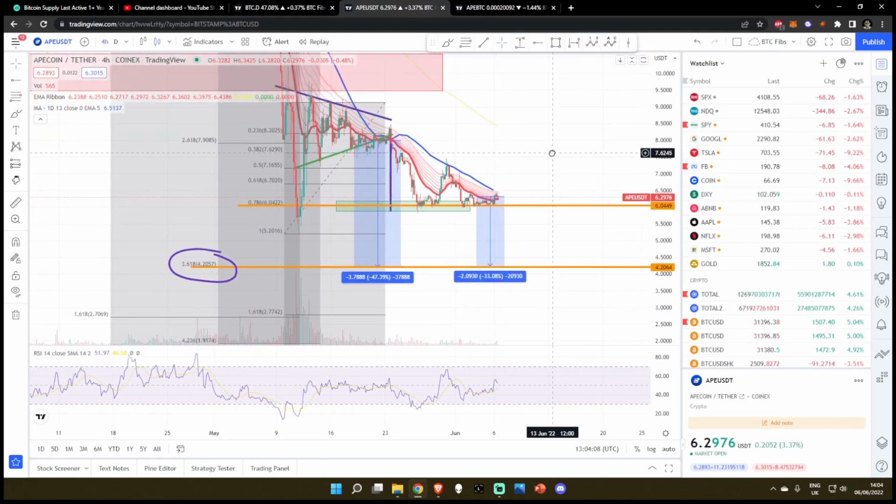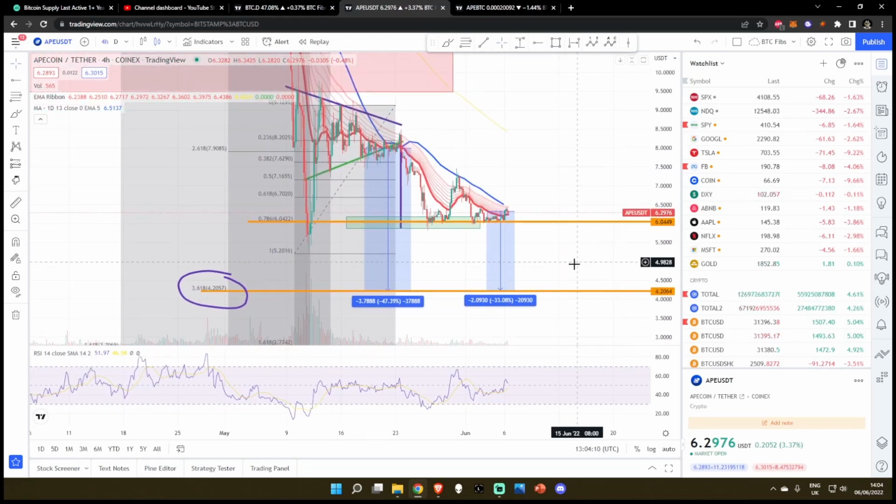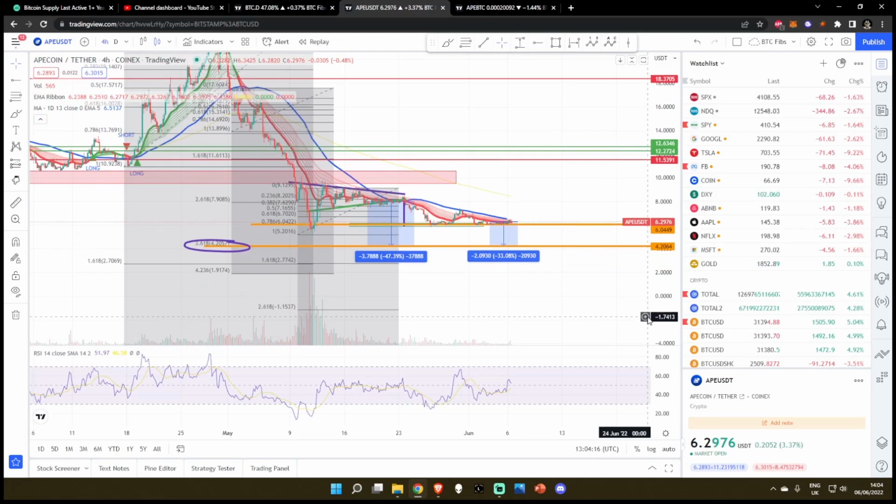So where is my next price target? I've been talking about this in the past couple of videos, but I do think we are coming down to 420. And no, I don't have that there for the memes.